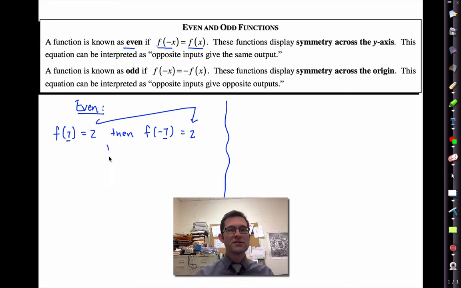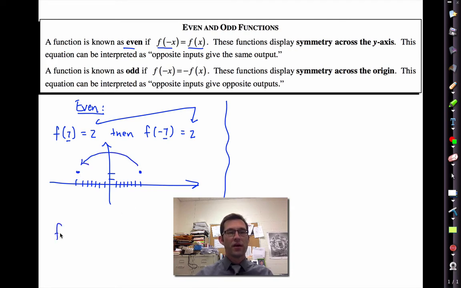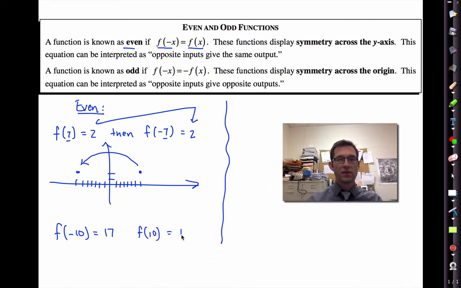Now, of course, that means that you've got symmetry across the y-axis, because if I went to 1, 2, 3, 4, 5, 6, 7, 1, 2, then obviously that's reflected across the y-axis. If I knew that f of negative 10 was equal to 17, then I would know f of positive 10 was equal to 17. So that's an even function.